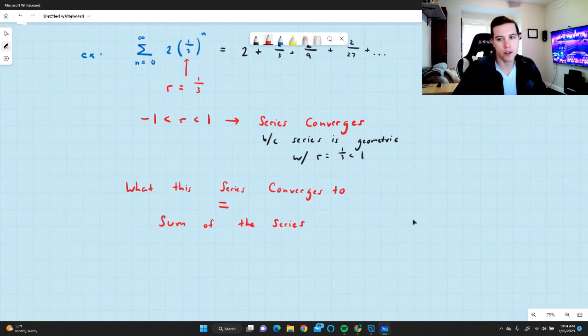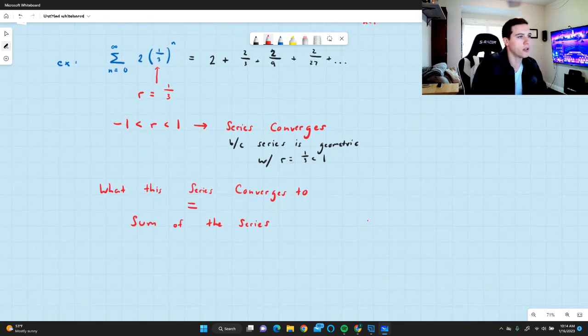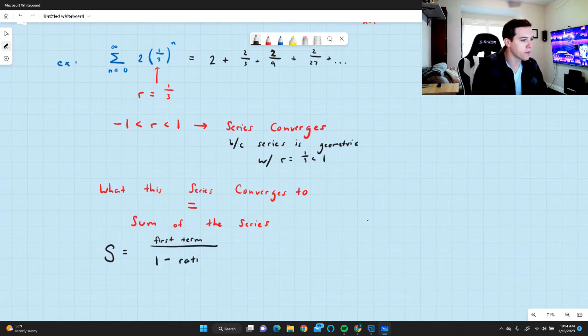And there's a formula for this. In class, I will prove the formula for you. On this video, I will not, because I'm trying to keep them relatively short. So the formula looks like this. To find the sum of an infinite series, you take the first term and you divide it by 1 minus the ratio. In other words, it kind of looks like this.